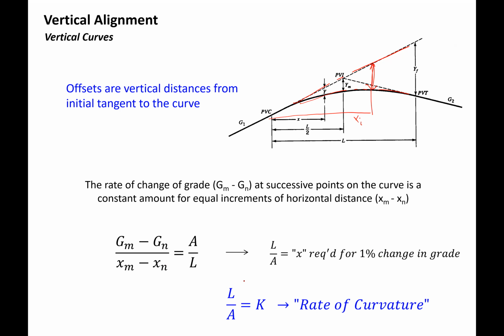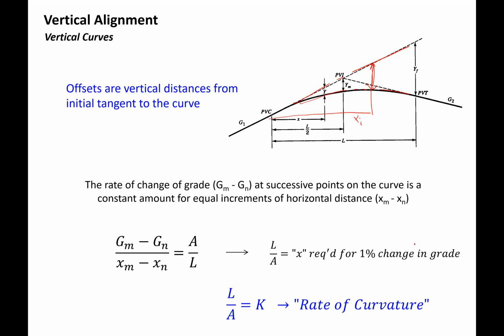So L is the overall length of our curve, A is the overall change in grade, that K here is going to represent our rate of curvature, which is in effect the distance that we need to travel X in that equation in order to achieve a 1% change in grade.